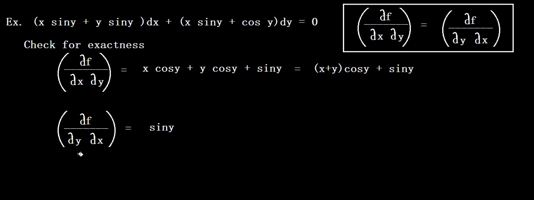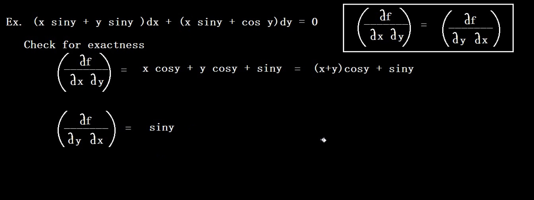In the second term we have solved it like this. Here y is taken as a constant and x is a variable. So my sine y is a constant, so take it out. And what is the differentiation of x with respect to x? It is 1, so sine y into 1. And the differentiation of cos y would be 0 because there is no x.